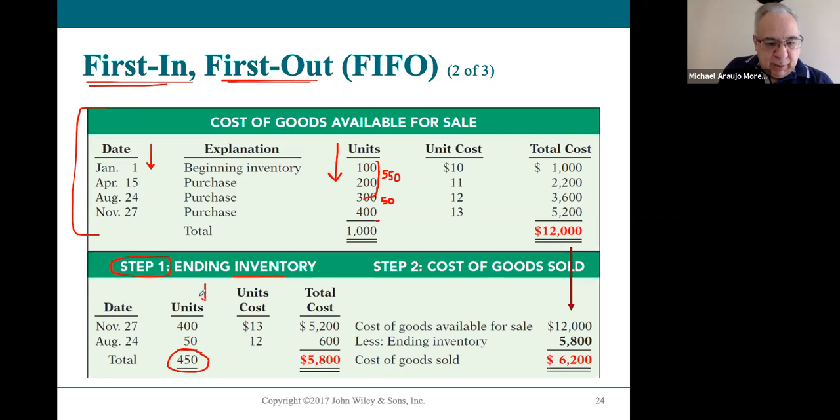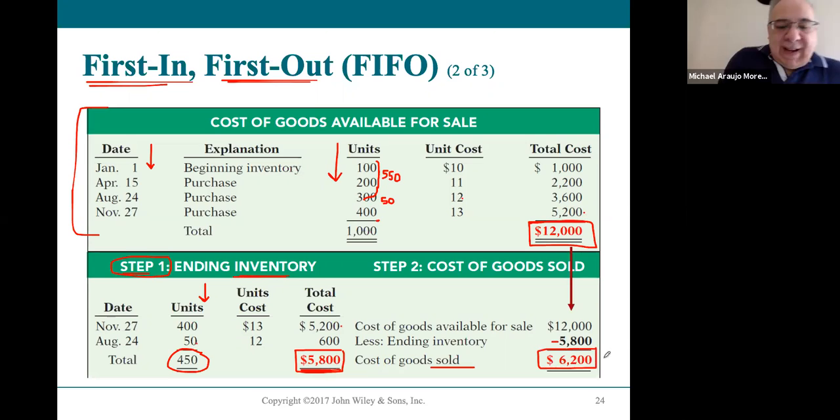Look at the computation here in step one. Those 400 are worth $5,200 because they're $13 each. The 50 that are left over from August were bought at $12 each, so they're worth $600. So you have $5,800 of inventory in the store. Well, if you started with $12,000 of this inventory in the store and you have $5,800 of it left, you sold the rest. So the difference is your cost of goods sold. But again, you can actually verify that $6,200 is correct.